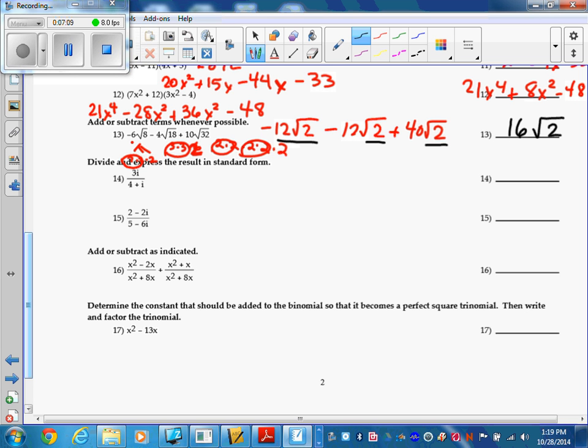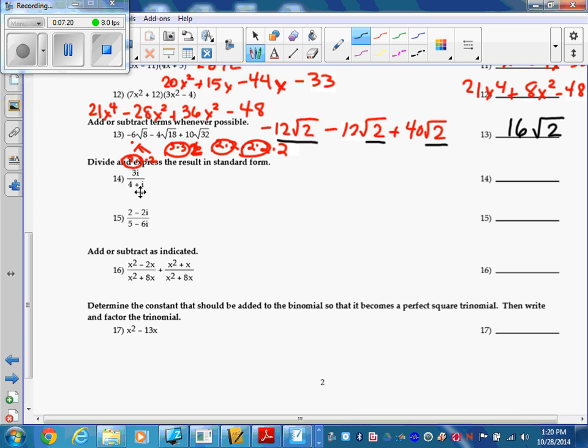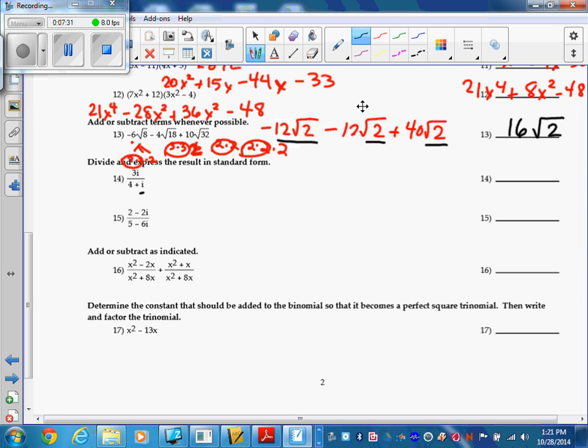Okay, that's a tough one. All right. Next we need to rationalize, because you're not allowed to have i in the denominator. So let's see if we can rationalize this. Still having a little trouble with my lines. Let's see if that helps.